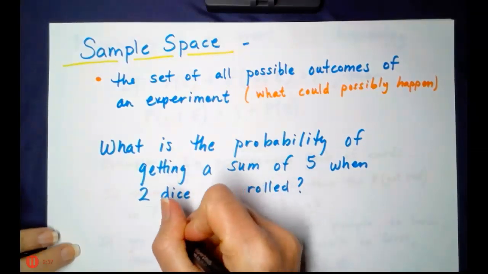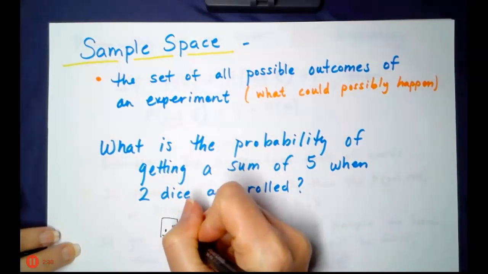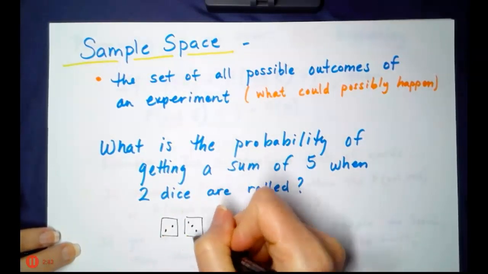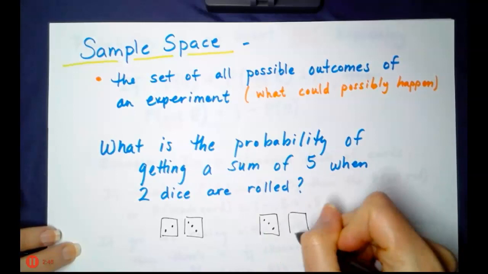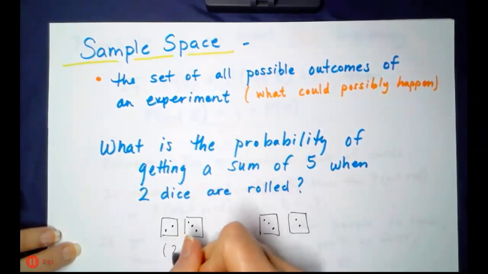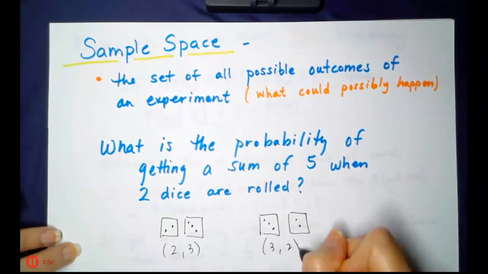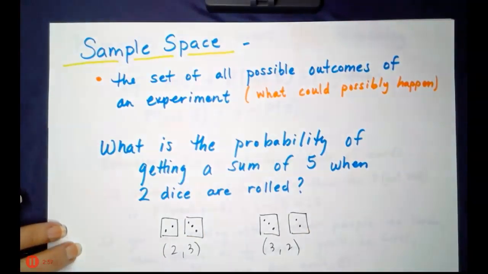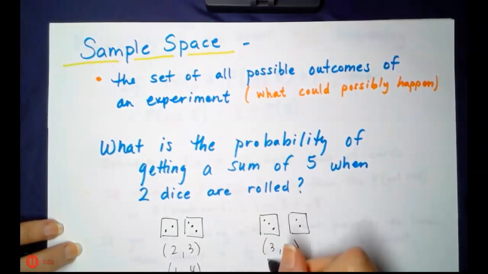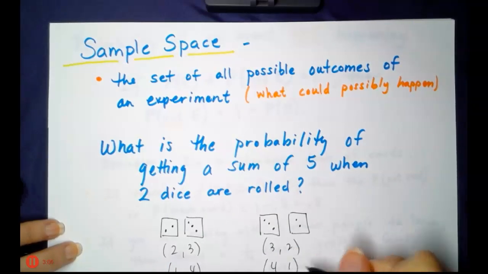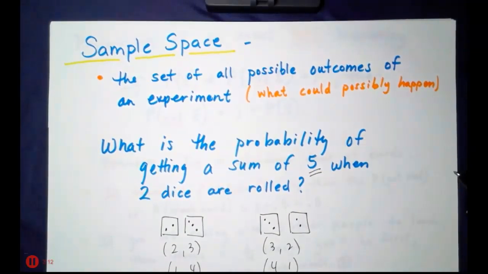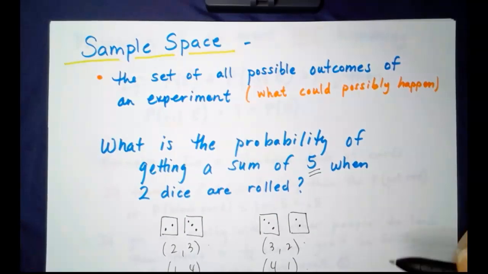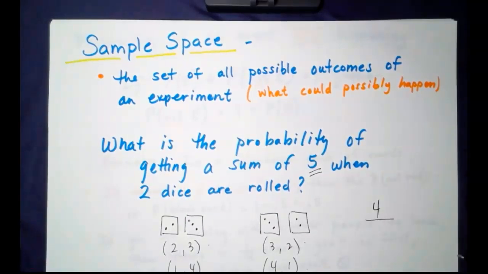So what I mean by that is that a roll of 2 and a roll of 3 is different from a roll of 3 and a roll of 2, which I'll just denote as 2, 3, and 3, 2. Those are 2 different rolls. Okay, so of course we could also get a 1 and a 4, or a 4 and a 1. So those are the only ways that we can get a sum of 5 when 2 dice are rolled. So 1, 2, 3, 4. We've got 4 of what we want to happen.